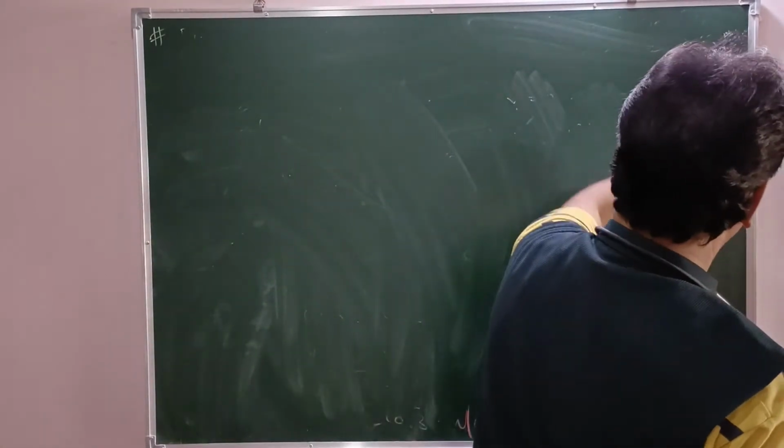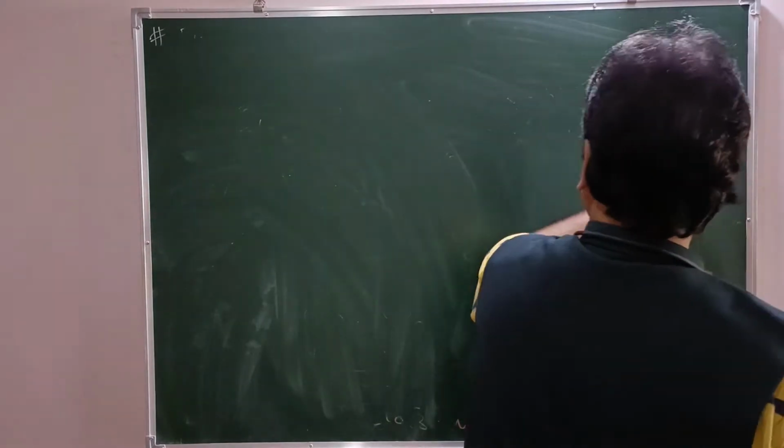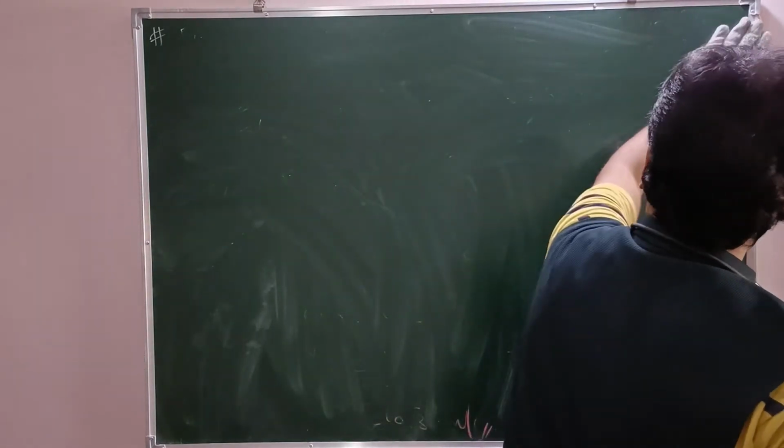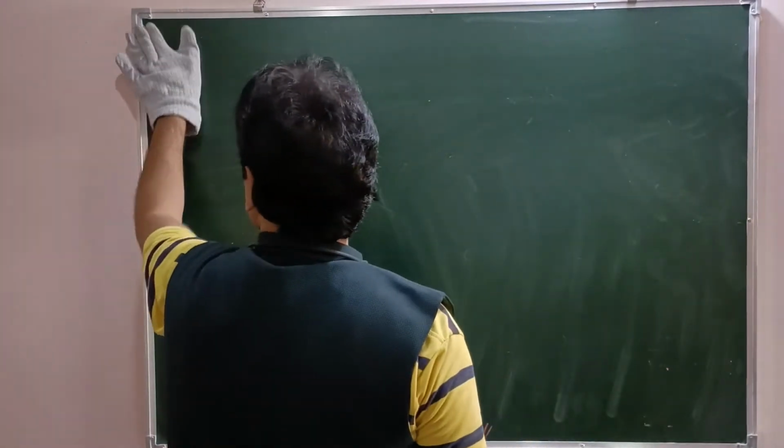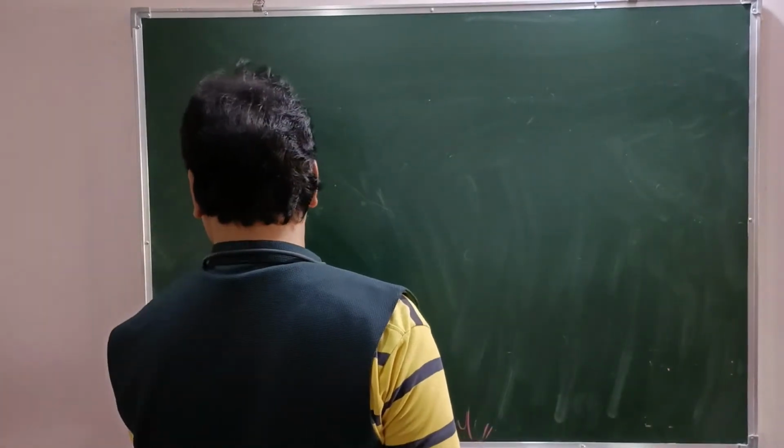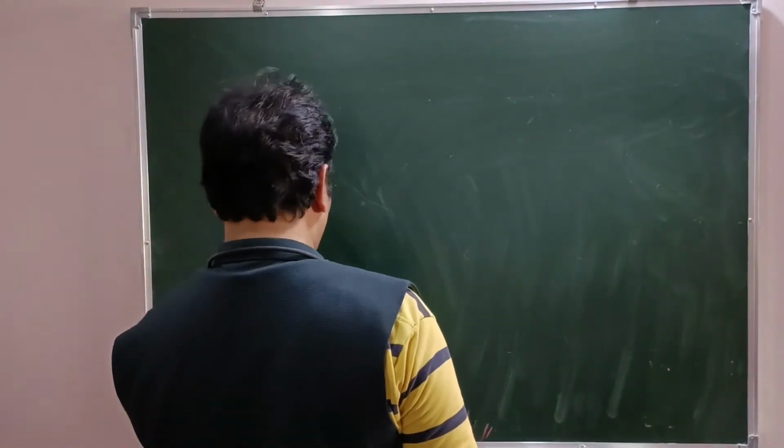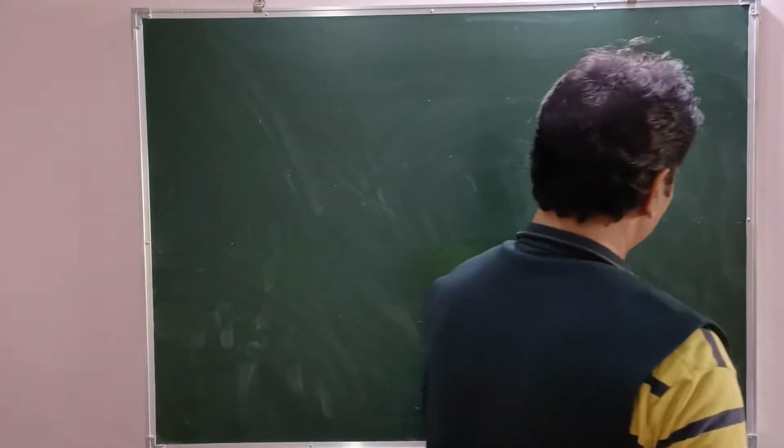Means body projected with some initial velocity, making an angle theta with horizontal, but not from the level ground. That is projected from the top of one tower.